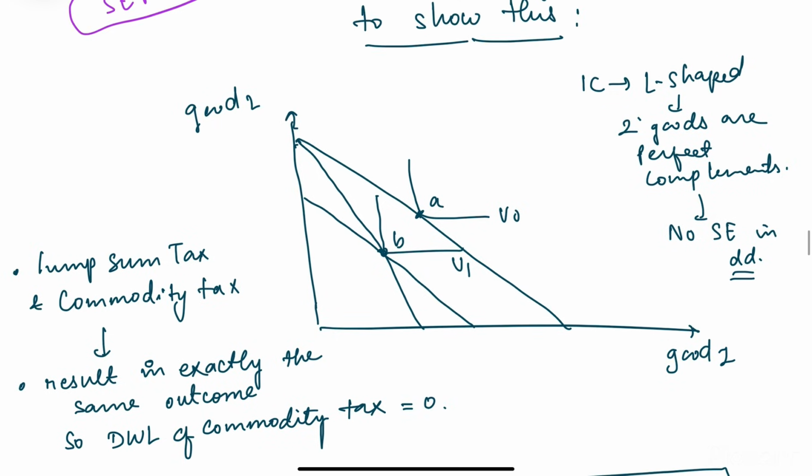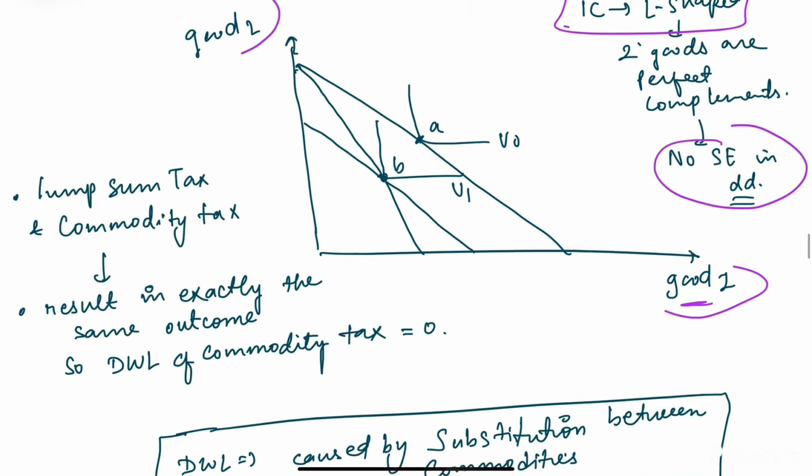So here we are considering a case where on the axes we have good 1 and good 2, and we are saying that these both goods are perfect complements. Perfect complements means there is no substitution between these two goods, and hence no substitution effect in the demand. In such cases, the ICs are L-shaped like this.